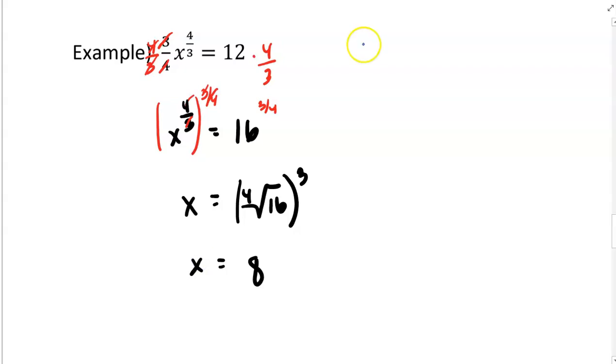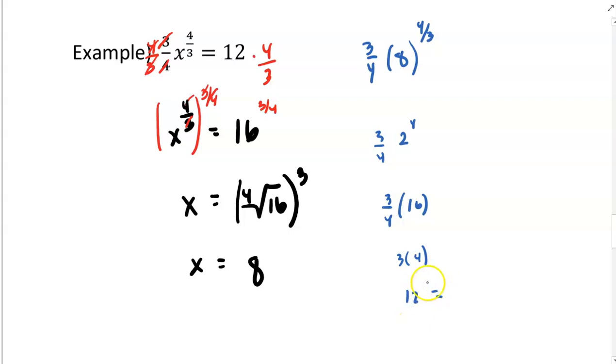And we'll go ahead and check this. So 3/4 times 8 to the power of 4/3. So here, using good old please excuse my dear Aunt Sally, we're not using SADMAP because we're evaluating this. The third root of 8 is 2. So 2 to the 4th, that's 16. And 3/4 of 16. 16 divided by 4 is 4, not 2. Gives us 3 times 4, which is 12, which equals the right side. So this answer is valid.